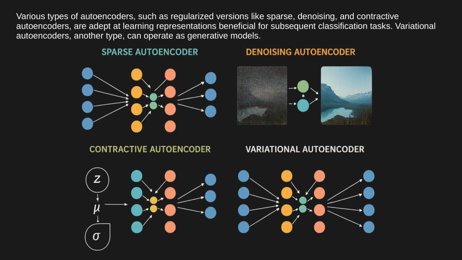Various types of autoencoders, such as regularized versions like sparse, denoising, and contractive autoencoders, are adept at learning representations beneficial for subsequent classification tasks. Variational autoencoders, another type, can operate as generative models.